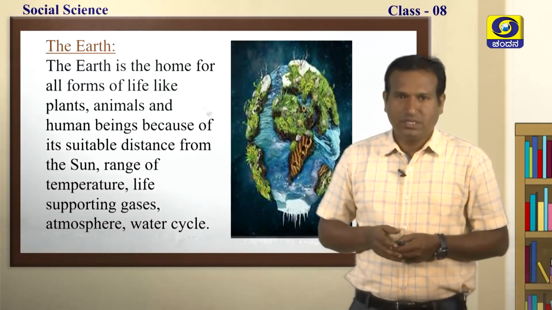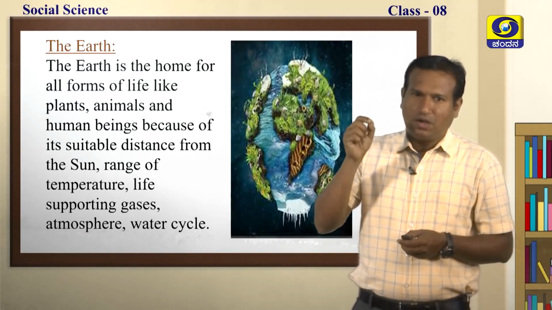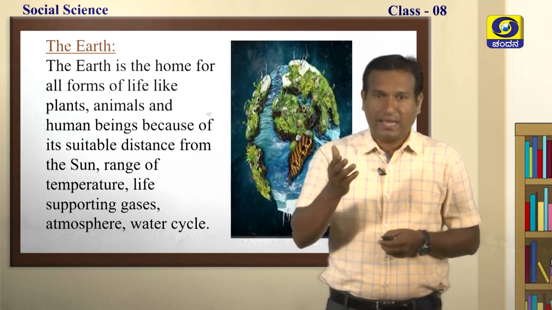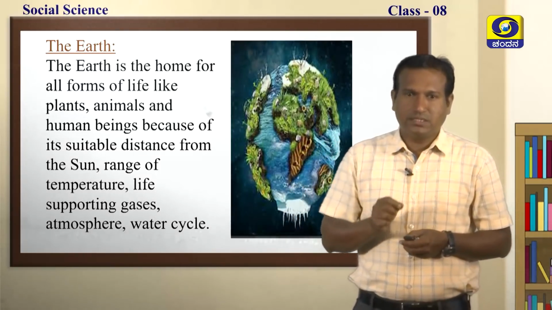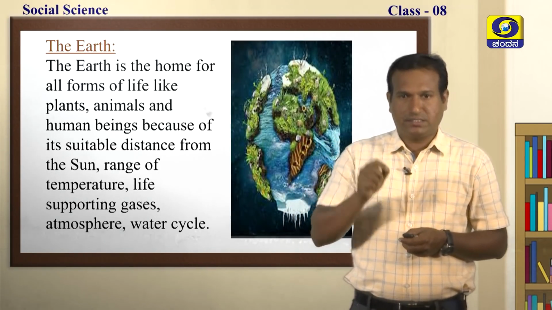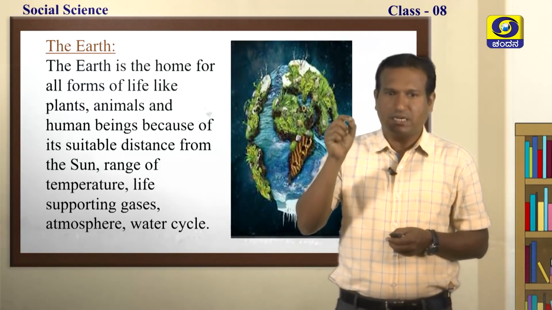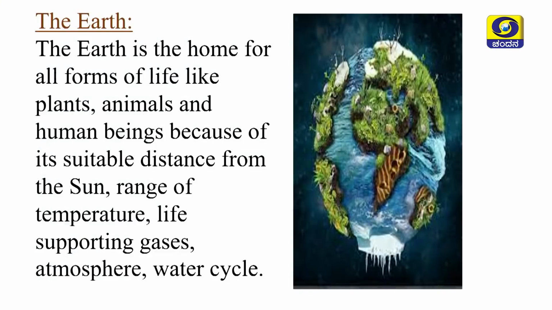Earth is a home for all forms of life like plants, animals and even human beings. Because of its suitable distance from the Sun, range of temperature, life supporting gases, atmosphere, and water cycle, these living beings live on this Earth.